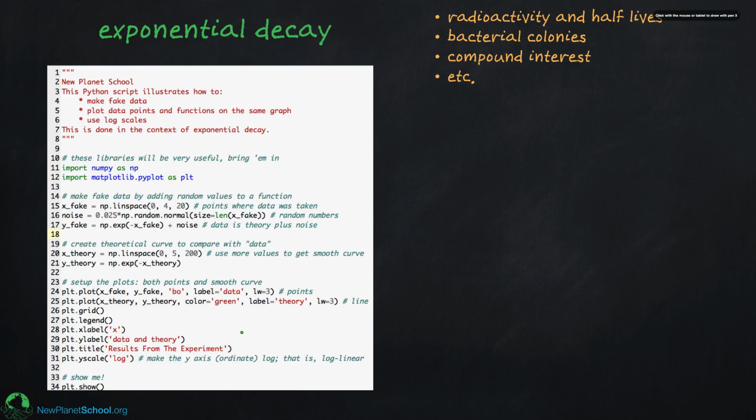In the beginning, I have the usual comment that you should always have at the top to describe what it is, because you're going to want to save this and use it later. And what I point out here is that I'm actually going to show you three things. One is how to make fake data, which can be very useful, and so I'll cover that as well. Show how to plot points and functions on the same graph, and then of course the main issue here is how to use a log scale. So this describes just what this script does.